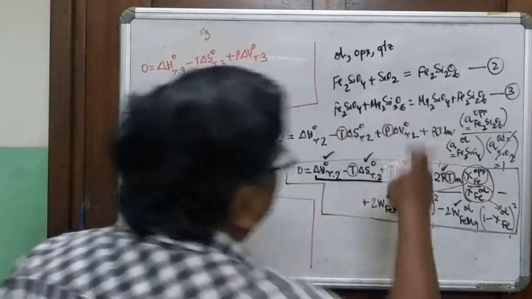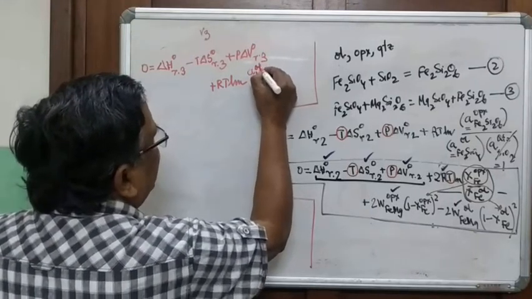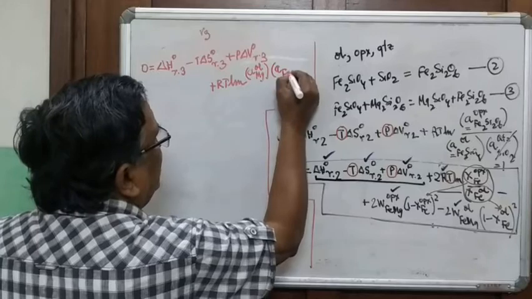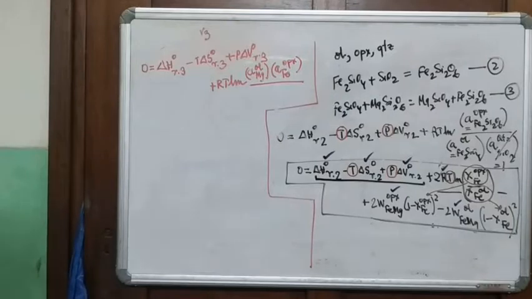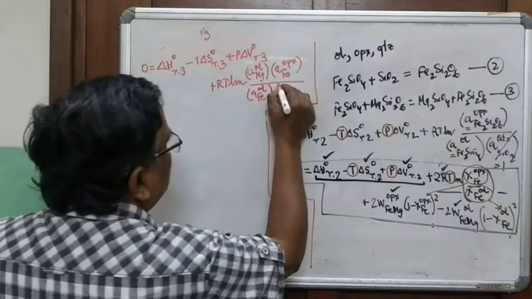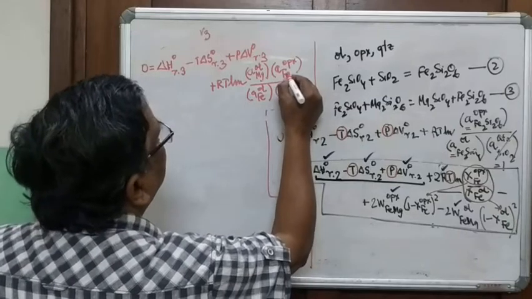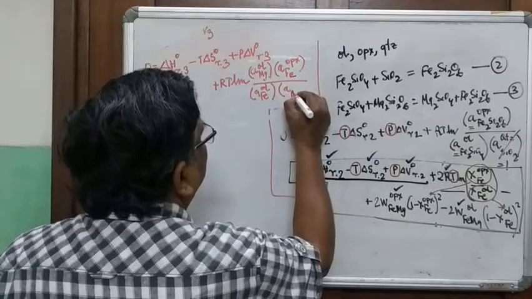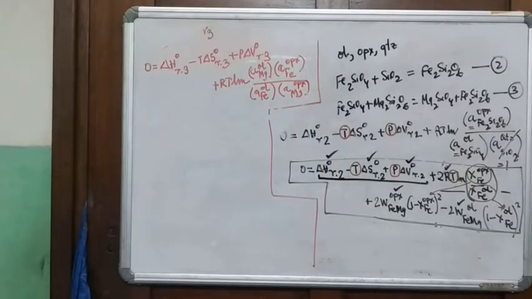So here you have activity of Mg in olivine into activity of Fe in OPX divided by activity of Fe in olivine into activity of Mg in OPX. This is what will happen. This is what is written as.